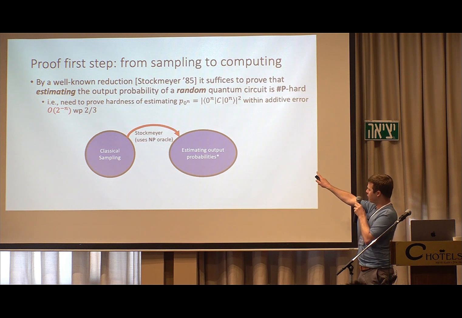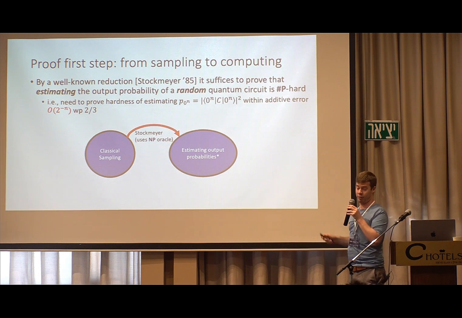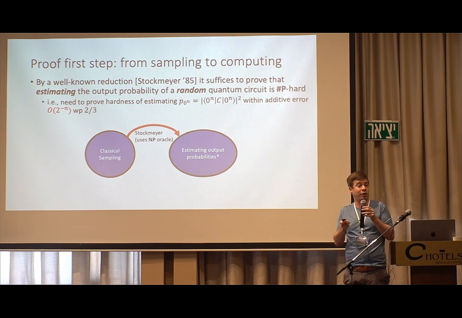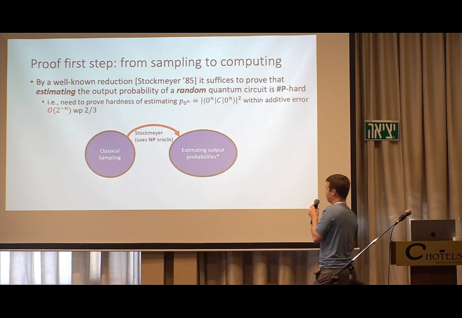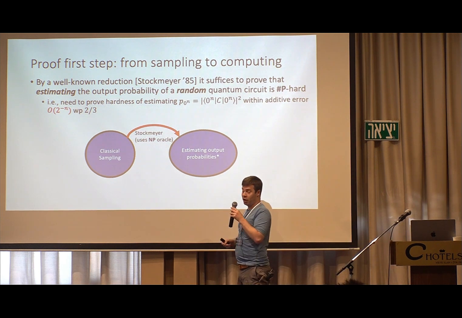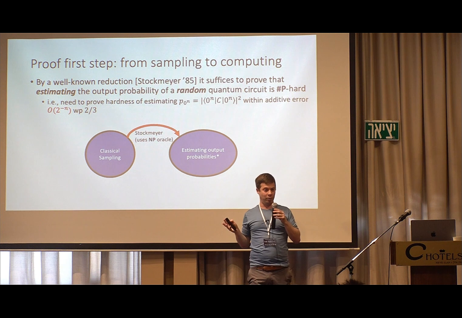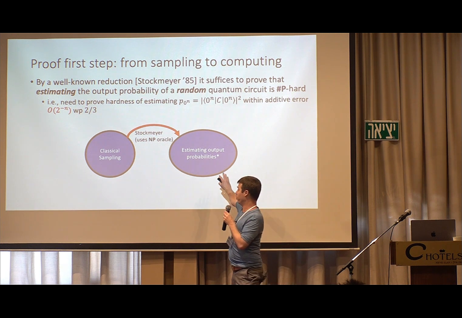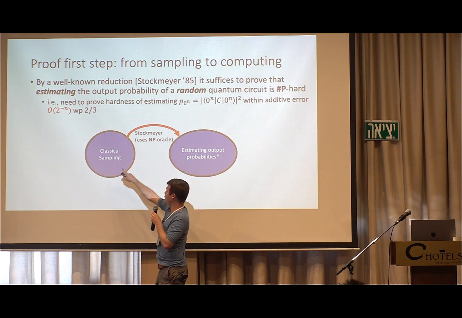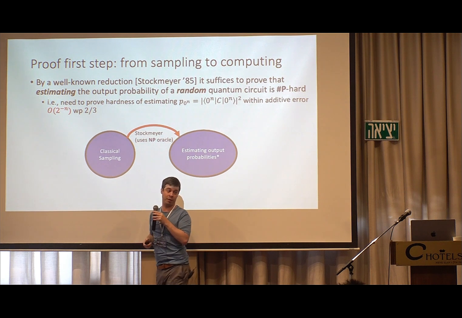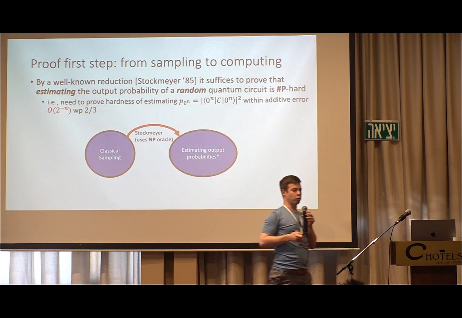Well, then, by the Stockmeyer reduction, there would be another algorithm. And what it does is it gives this particular additive estimate to the output probabilities of most random quantum circuits. Now, we're trying to show that this bubble here is too good to be true. It's a hard problem, so we shouldn't have such an algorithm. And therefore, by the reduction, we can't have a classical sampling algorithm. That's how the proof works.